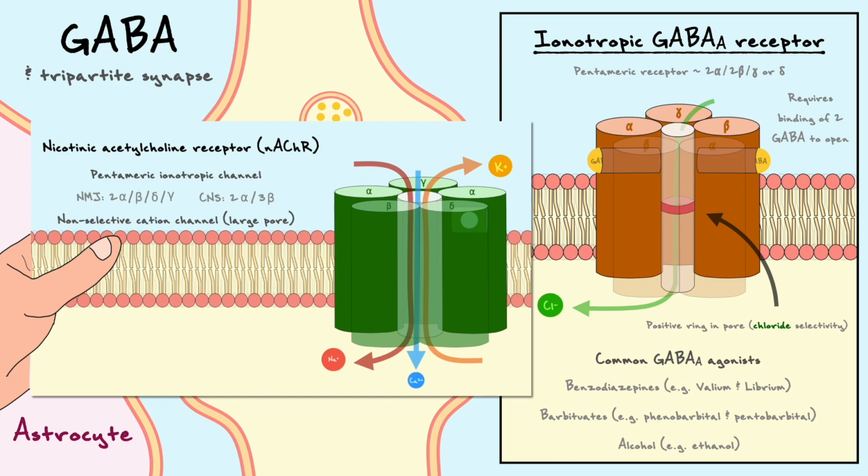For example, it is known that benzodiazepines bind between the alpha and gamma subunits, yet on their own they do not activate the channel completely. However, when GABA is bound and benzodiazepines are also bound, the activity of the channel is considerably increased, which considerably enhances the effects of the GABA-A receptor.